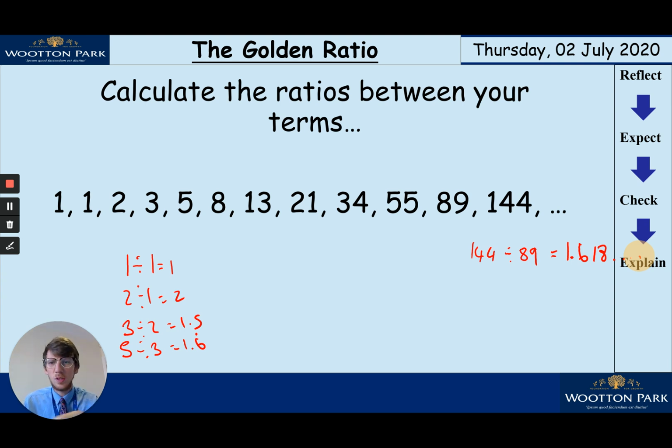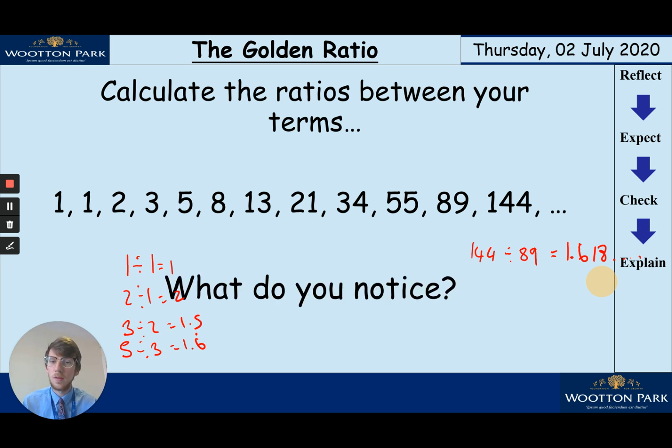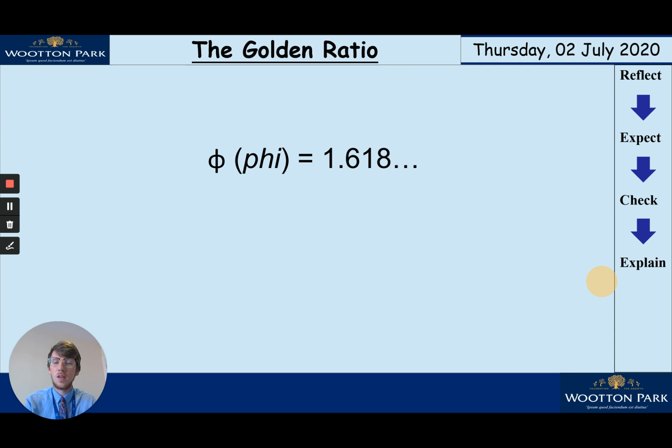Hopefully what you found is that 8 divided by 5 was 1.6, and 13 divided by 8 was 1.625. So pretty early on, all of these divisions started to get close to 1.6 something. And the further we got, the closer it got to 1.618. The first 3 decimal places will always be that the further we go. So that's hopefully what we noticed. This special number that we found, the ratio between the terms in a Fibonacci sequence, is called the golden ratio.